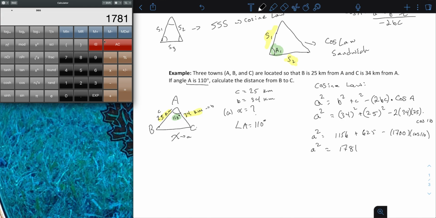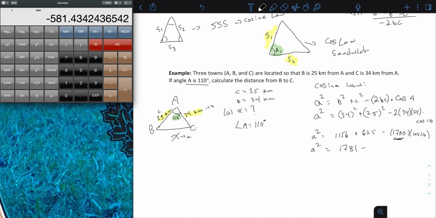And then what you can do, we have to do the cosine. Sorry, hold on. We're going to put the number in first. So you're going to go 110 cosine. Okay, and then take that number and multiply it by 1,700. Right, that's where that's coming from. So we're going to multiply by 1,700 times 1,700.